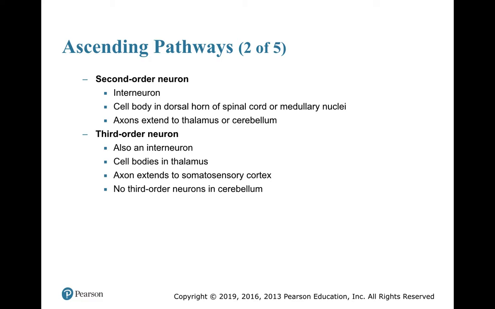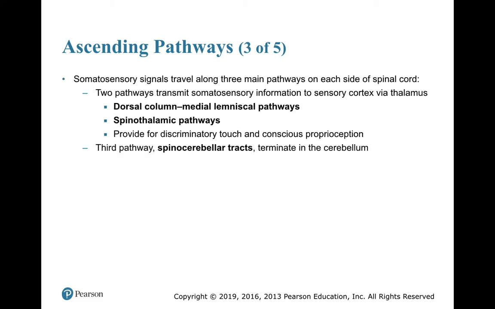It's talking to the first order neuron, and it's going to pass the information to another neuron. So its cell body is in the dorsal horn of the spinal cord or within the medullary nuclei, and its axons are going to go up to the thalamus or the cerebellum. The third order neuron is also an interneuron. Its cell body is in the thalamus. Axons extend to the somatosensory cortex in the brain, and we do not send third order neurons to the cerebellum. Not that the information doesn't get there, it gets there by more roundabout pathways.